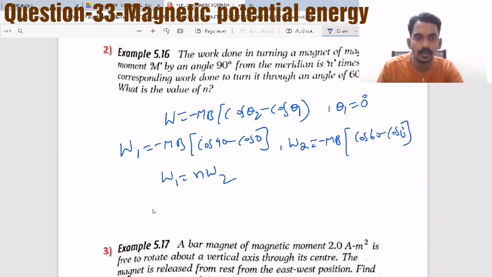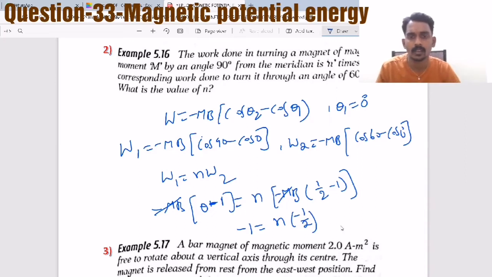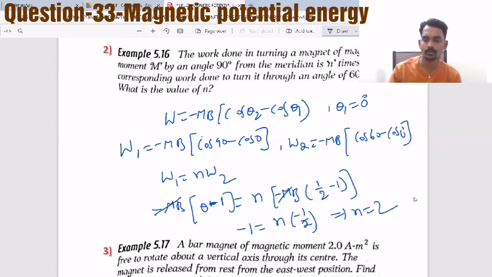So here, minus MB into cos 90 is 0, minus 1, equals n times minus MB into cos 60, which is 1 by 2, minus 1. Here minus MB cancels. So this is minus 1 equals n into minus 1 by 2. Now minus of minus gets cancelled, so n equals 2. This is what you need to understand.